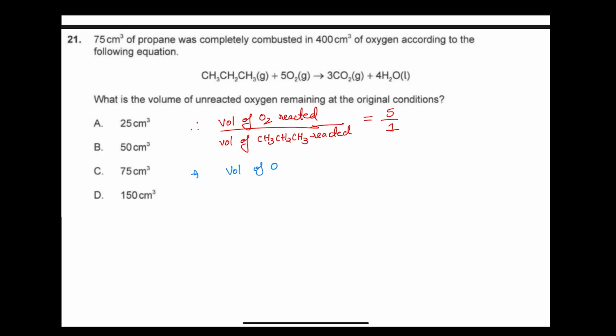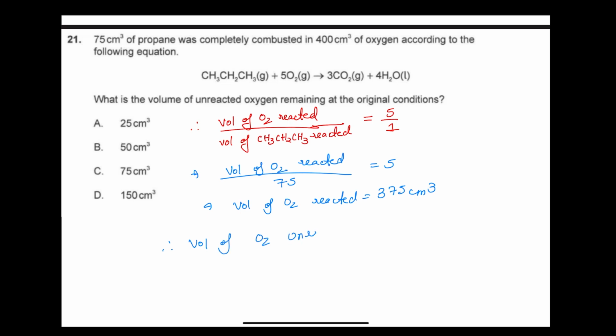Now I know all of the propane has reacted, so volume of propane reacted would be 75. This will be 5. From here, volume of O2 reacted will be 5 times 75, which is 375. This much oxygen had reacted. So volume of oxygen unreacted will be total volume minus 375, the amount which has reacted. This is 25 centimeter cube. Answer A.